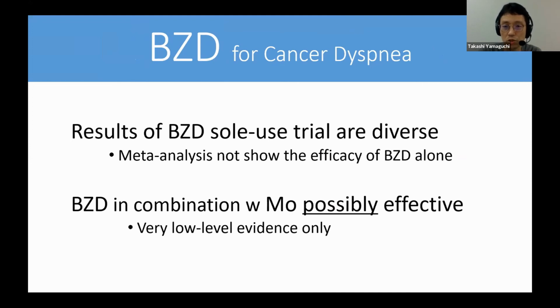And adding benzodiazepine on regular opioid is possibly effective. But we have to care about the increasing adverse events when we use benzodiazepine in combination with morphine or other opioids for very advanced disease, because there is a concern about adverse events, especially sedation or respiratory depression.